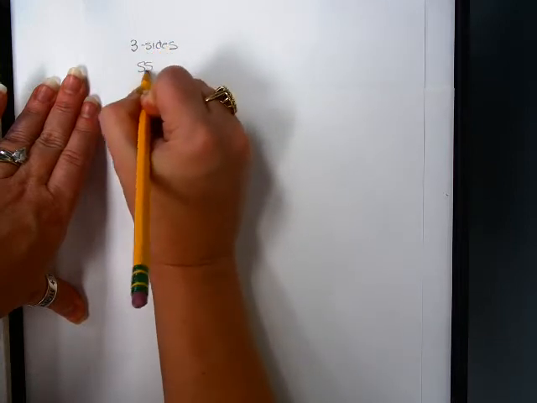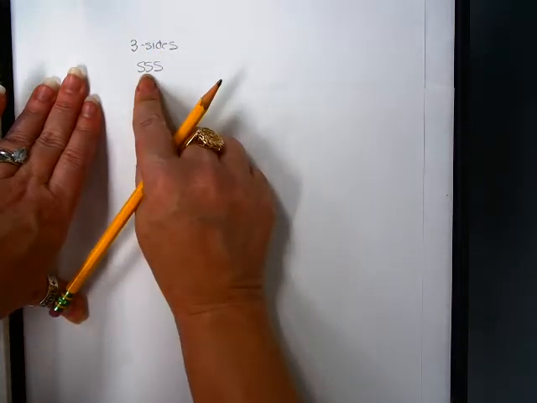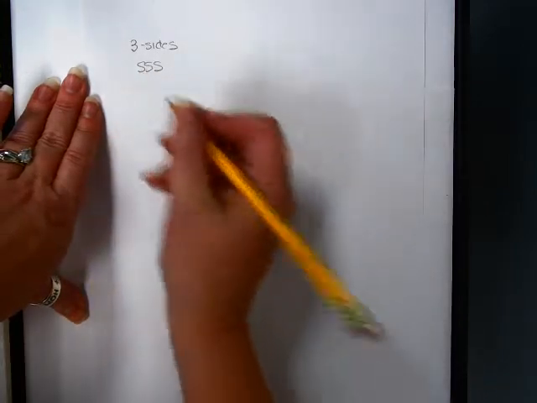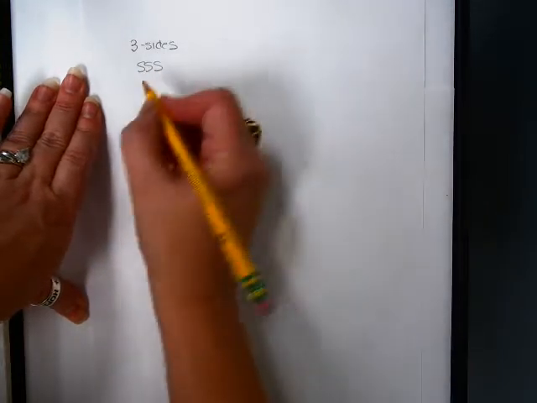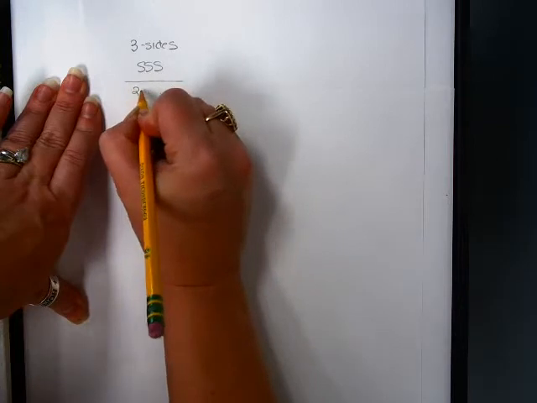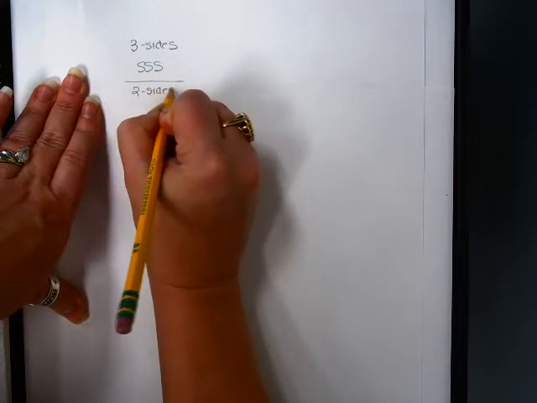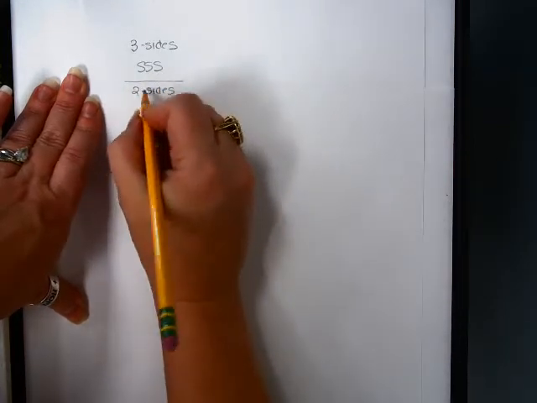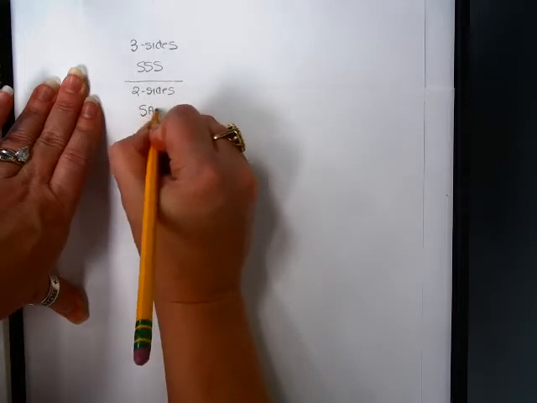So that was side, side, side. And we proved how we could use the side, side, side congruence postulate. Or then we had 2 sides, a shortcut with 2 sides. And the shortcut we had with 2 sides was side, angle, side.